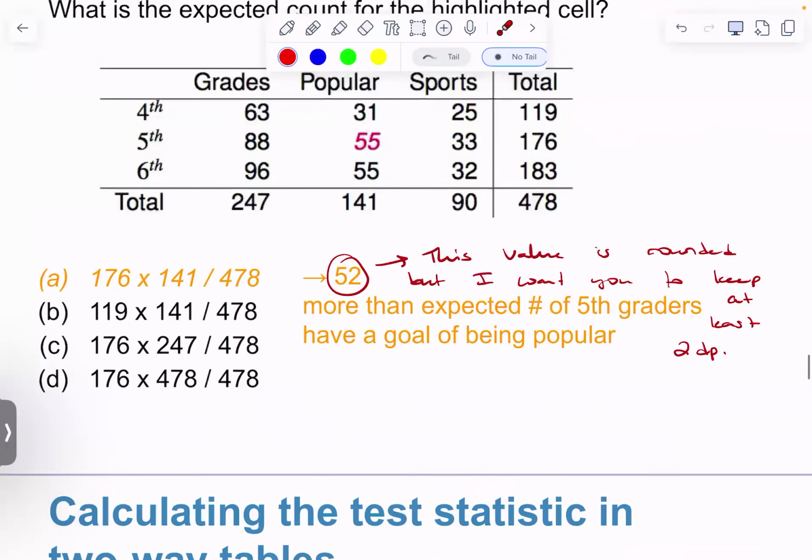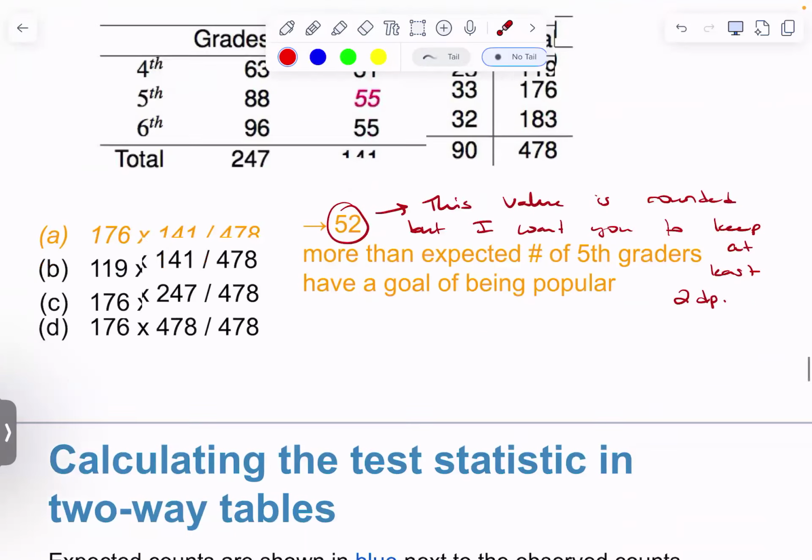Usually on the test, I try to be nice and I make sure that all the expected counts go to like 2 decimal places or something like that. And so I try to be nice, and then you have to keep all your decimal places.